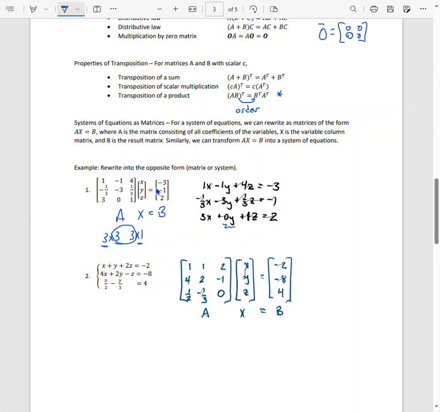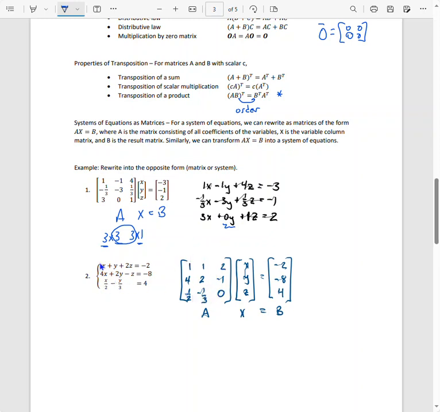We write in the opposite form. Here's a matrix equation that we wrote as a system. Now we're going to take this system apart and write it as a matrix equation. So what are my coefficients? My coefficients are 1, 1, 2. Second equation, 4, 2, negative 1. So the matrix takes all these coefficients and says, hey, we don't need variables because we have columns.